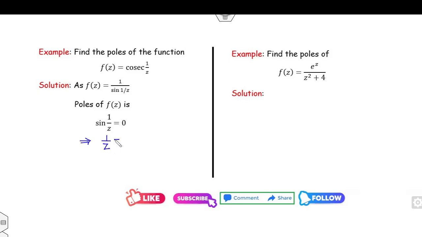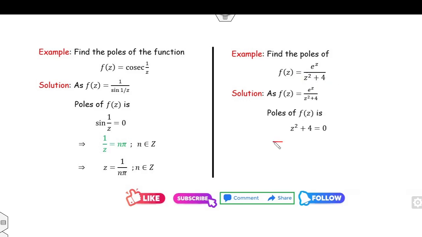Can you find the value of z? 1 over z is n pi, where n is an integer. So the value of z is 1 over n pi, where n is any integer. Look at the second case. How can you find the pole again? Where the function value will go to infinity. This value will go to infinity when z squared plus 4 is 0. So that means z squared is minus 4, and that implies z is plus or minus 2i.